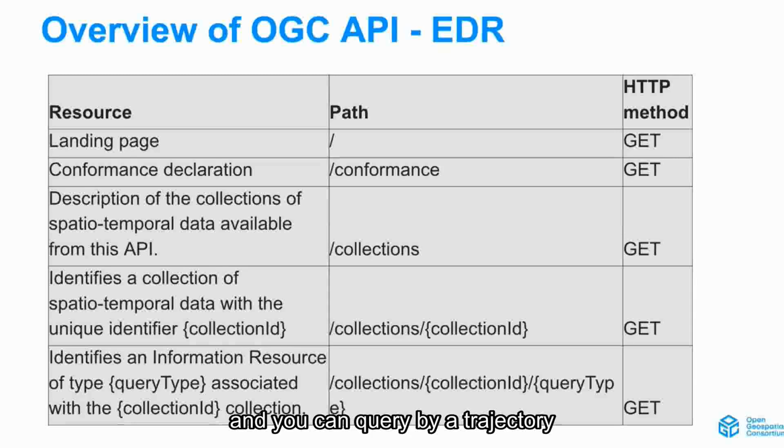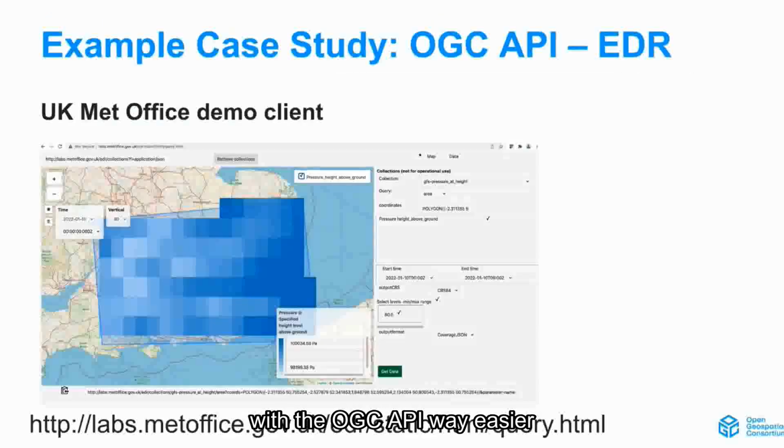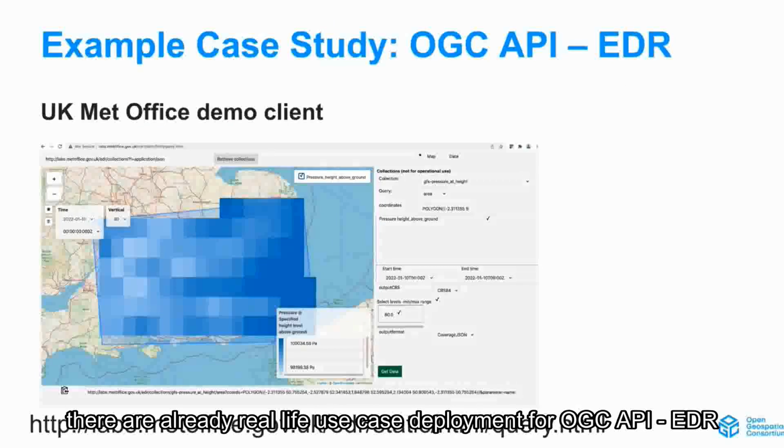And you can query by trajectory, and in this case you are retrieving data along a 2D or 3D or even 4D trajectory, or within a corridor around the trajectory. So these are different query patterns that you can access with the OGC API EDR. And again, there are already real life use case deployments for OGC API EDR.